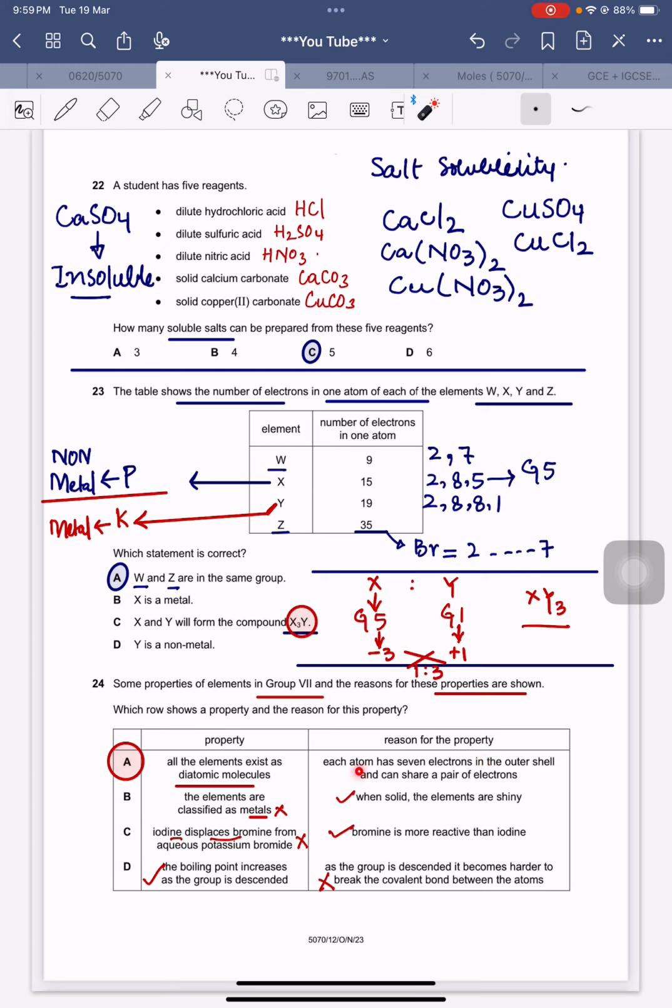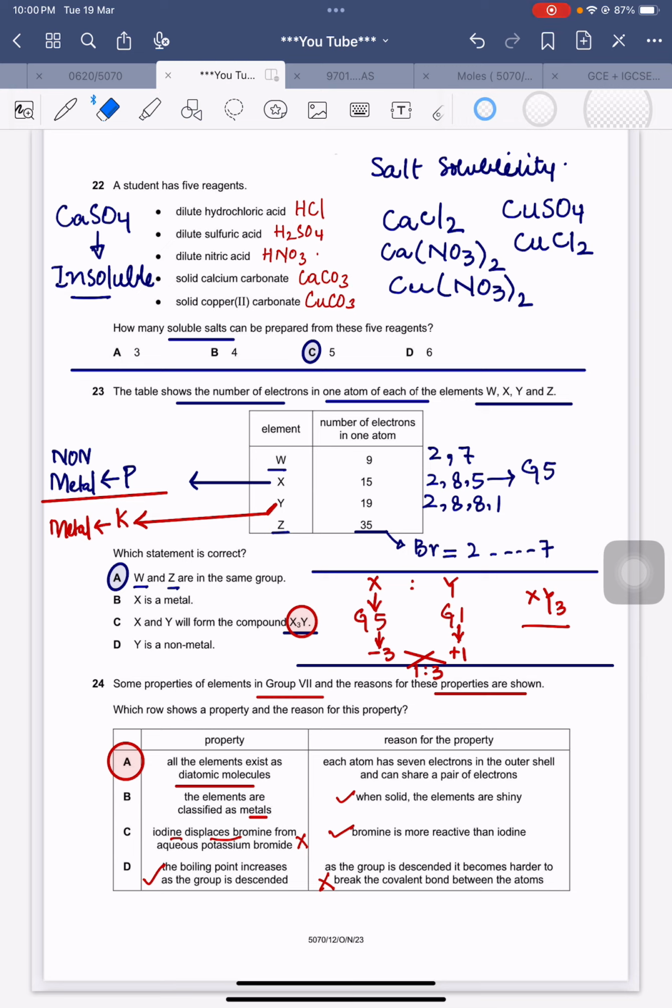Okay, done. Let's have a look at B. The elements are classified as metals. When solid, the elements are shiny. We can say this as well: the elements are classified as metals, and when solid, the elements are shiny. Yes, we can say this. So this is the correct thing. This cross should not be here.